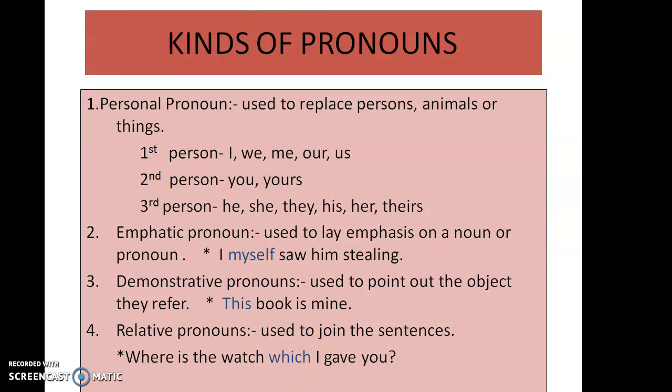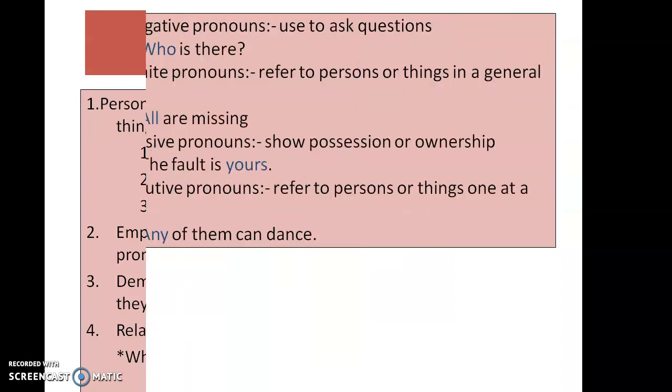It joined these two sentences. Where is the watch? And I gave you. So which, इसने क्या किया? इन दोनों sentences को आपस में जोड़ दिया कि वो watch कहाँ है जो मैंने आपको दी थी. Okay, so that is your relative pronoun, which is used to join the sentences.